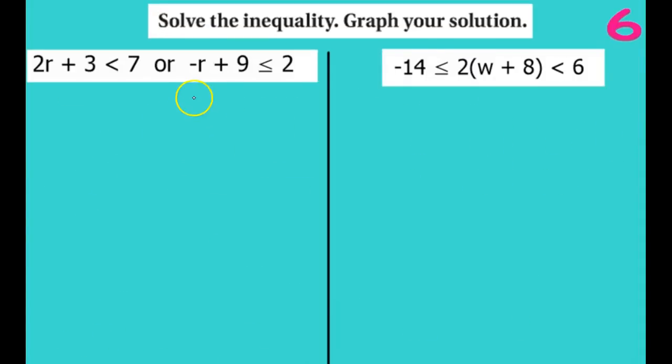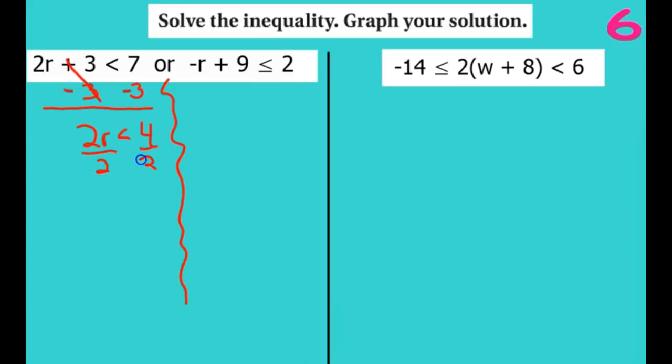Alright, a couple more. Here, we have an OR inequality, so we need to solve each side. So we need to subtract 3 from this side. So subtract 3 here. Those will cancel out. We get 2r is less than 7 minus 3, which is 4. Divide by 2. And divide by 2. R is now less than 4 divided by 2, which is 2.